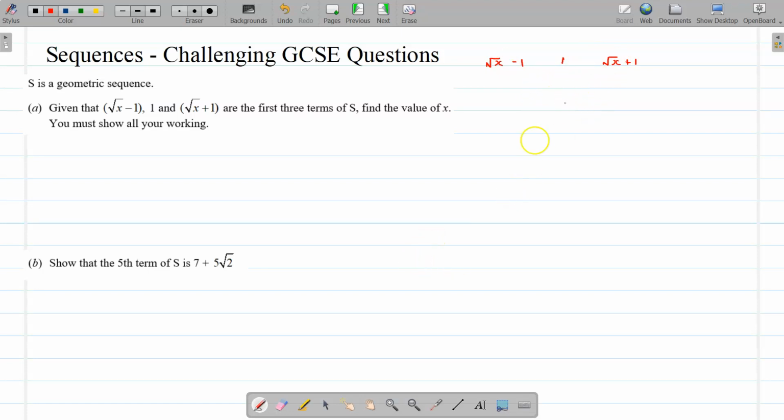So let's now proceed with forming an equation that we can solve. I'm going to take the second term divided by the first. So 1 divided by root x minus 1 must equal root x plus 1 divided by 1.